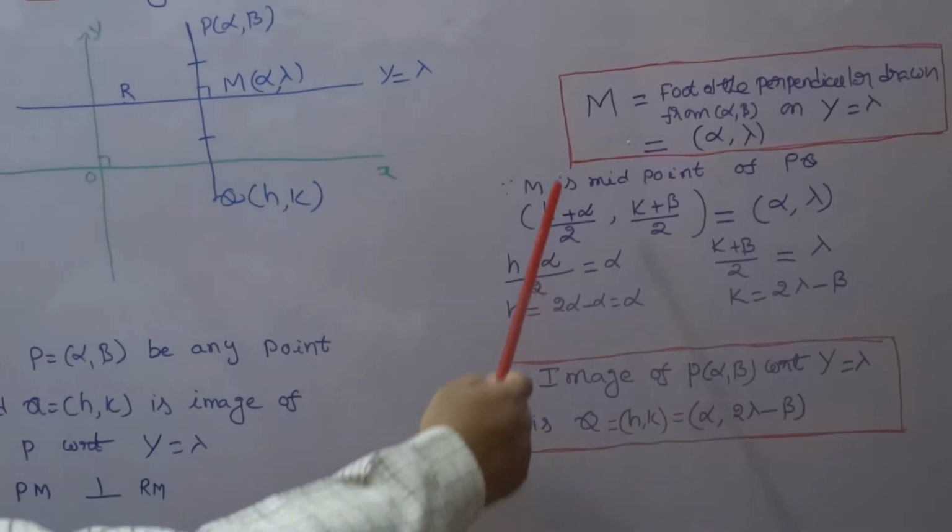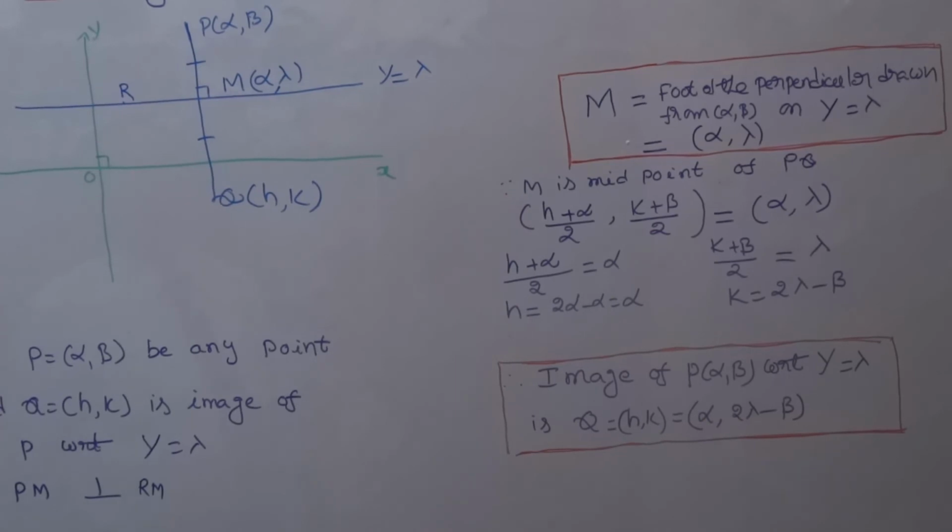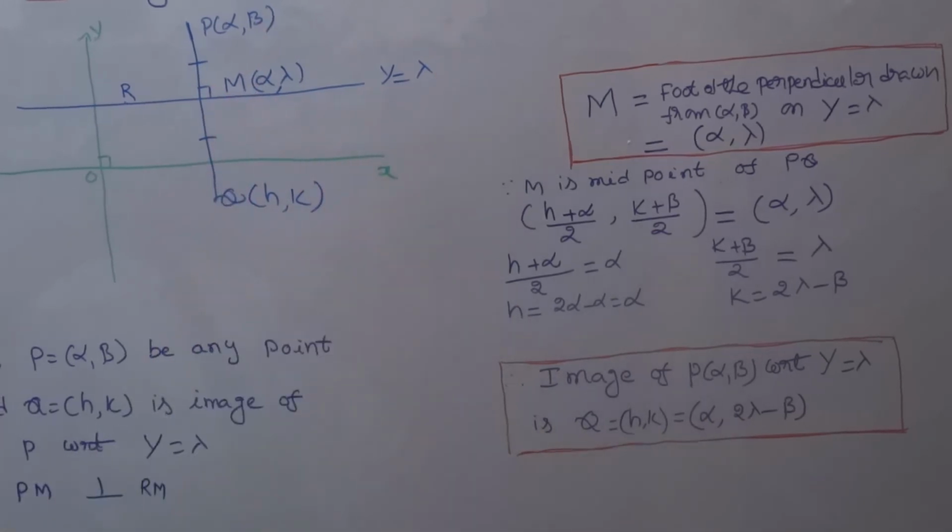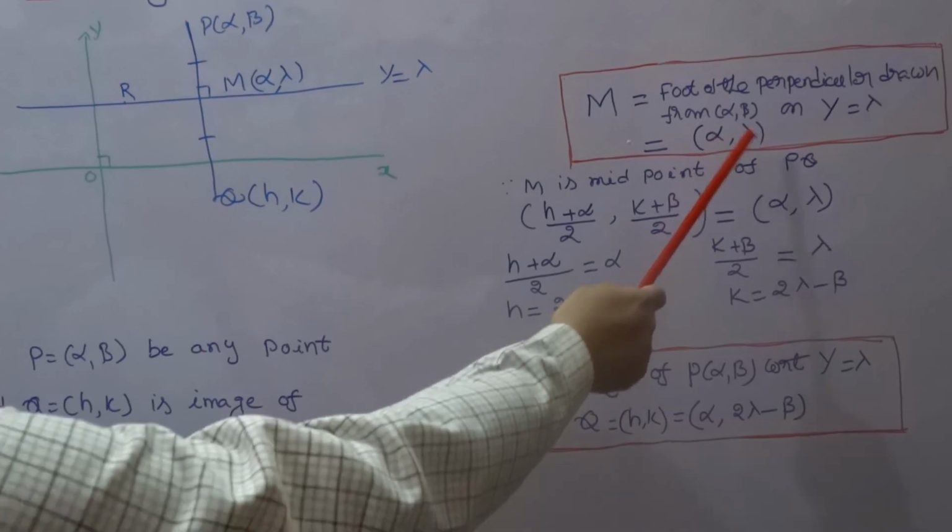And again, the foot of the perpendicular drawn from the point (alpha, beta) on the line y is equal to lambda is (alpha, lambda).